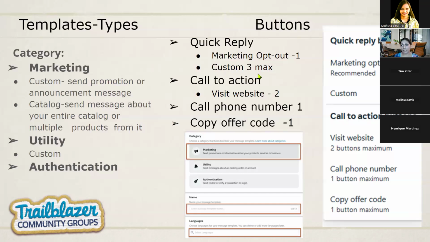And for buttons, you see four different types of buttons. We have quick reply, and we have one marketing opt out button, and you have custom buttons in quick reply, and at max you can use only three. So we have call to action, where you can use two website buttons in your WhatsApp template. So we have one button for phone number and one button for offer code.